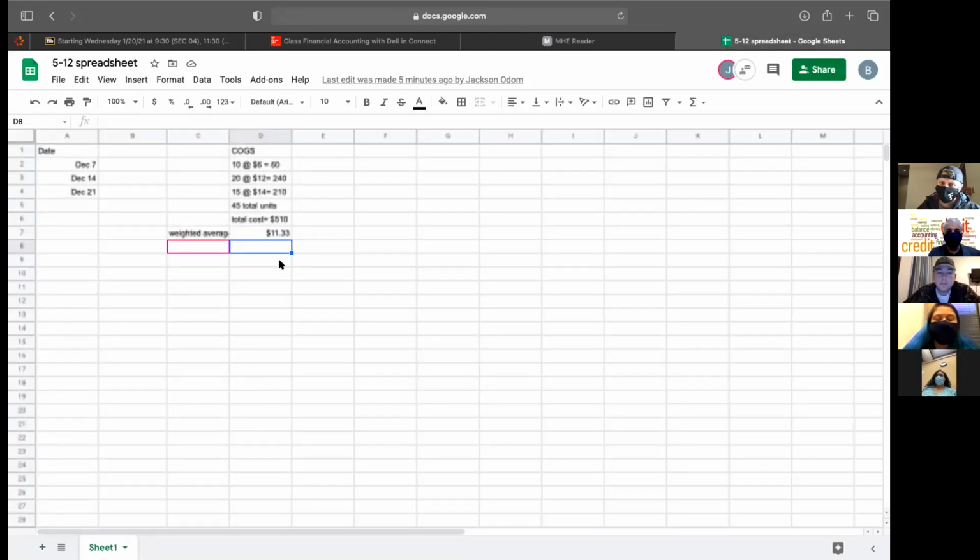So we multiply 30 times the 11.33 to find out what is in inventory. And we take 11.33 times 15 to find our cost of goods sold. Both of those should total to 510. So let's figure out how much we have in inventory. We take that 11.33 and multiply it by 30, that's what's left in inventory, and we come up to how much?